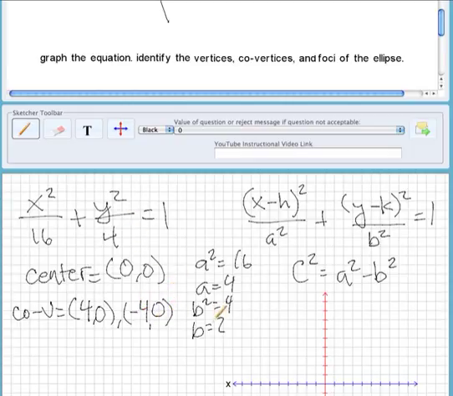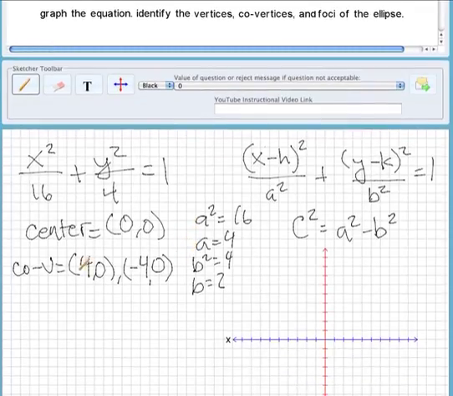And now we're going to add and subtract b from the y, because the b is under y in this case. So it's going to be (0, 2) and (0, -2).